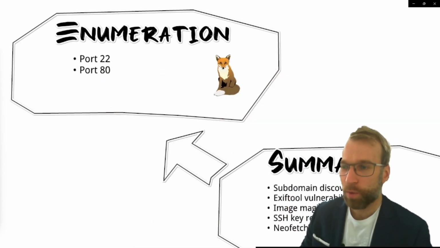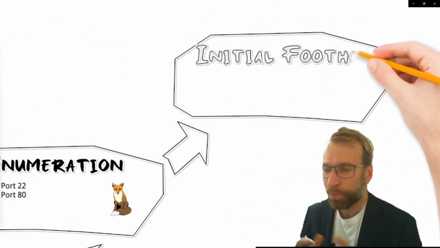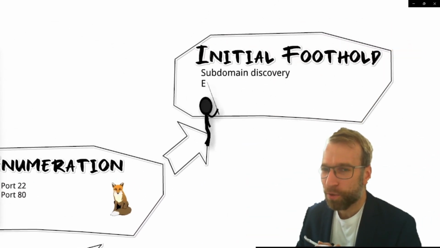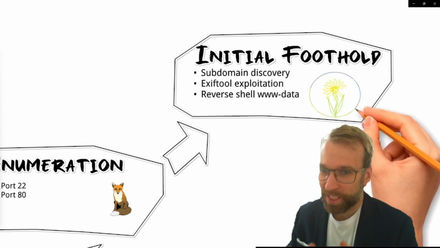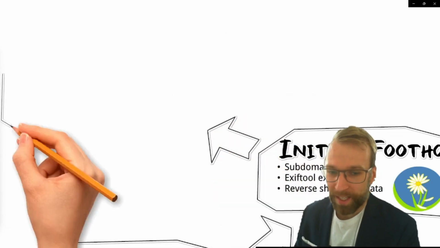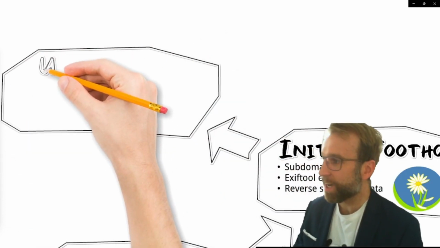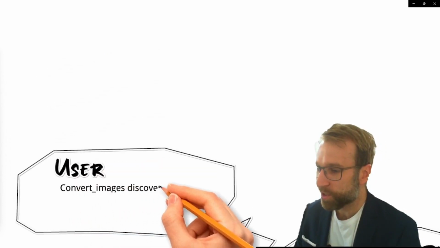So what does this look like? Well, we enumerate and find two ports open, 22 and 80. Pretty narrow attack surface. So for our initial foothold, we do some subdomain discovery, then we learn about the EXIF tool and exploit that by uploading a file with embedded reverse shell data as per the CVE. At this point, we're on the box as user www-data.